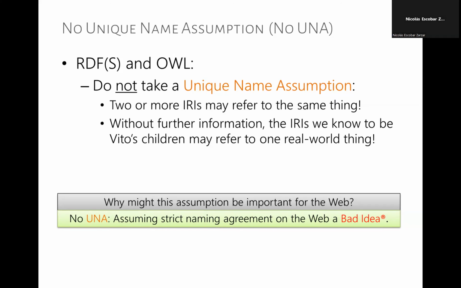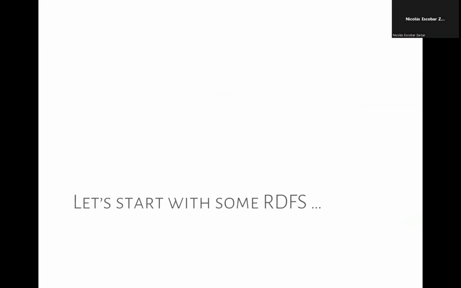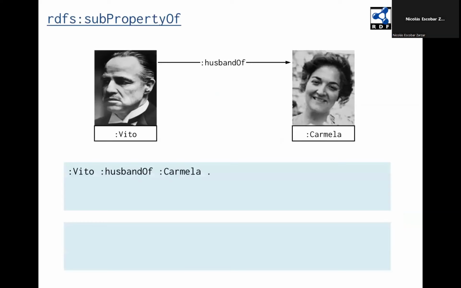Okay, so any questions about open world assumption? No unique name assumption? No, we're good. Okay, so we're going to go through the language features. We're going to start with some RDFS, which we've already seen, just to get a flavor of what the examples are going to look like. So we have subproperty of, and here I'm going to use a default namespace, a blank namespace like the EX thing we used in the last lab, yeah?